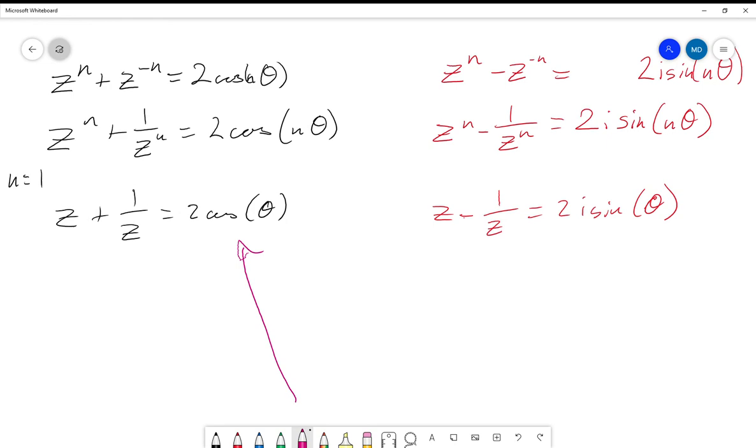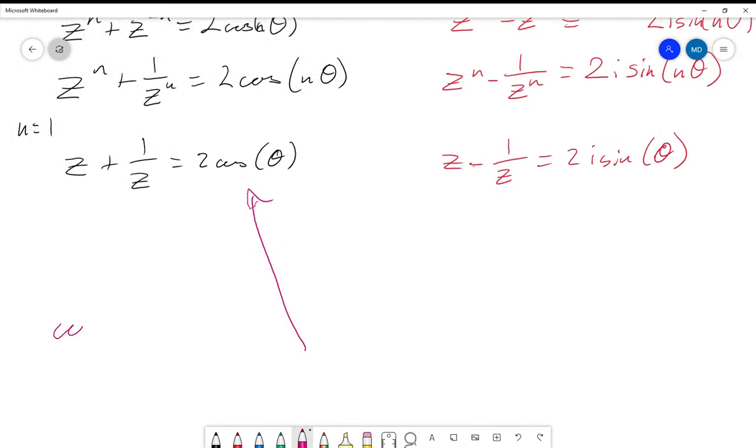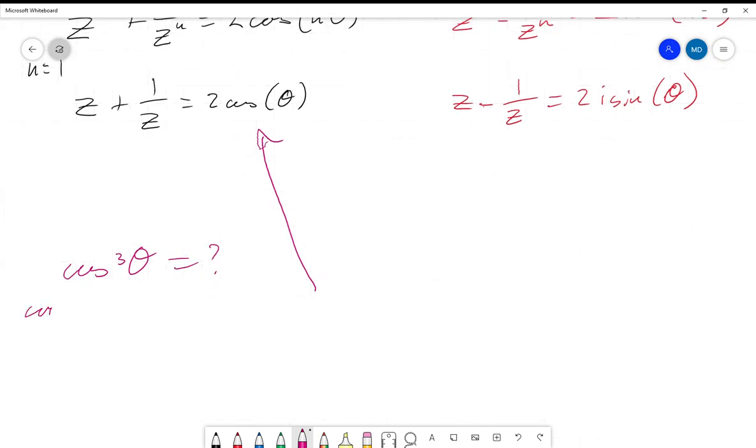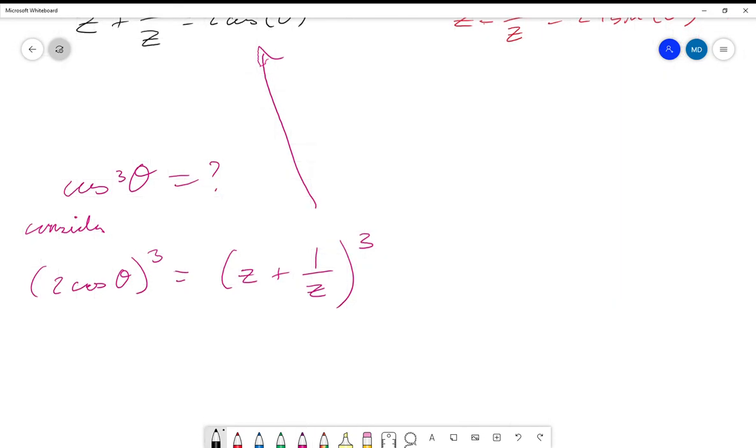If I want cosine to the power of 3 theta, then what I'm going to consider is 2 cosine theta to the power of 3, which I know is going to be z plus 1 over z to the power of 3. And let's put these z's in different colours for now. And so expanding this, I get 8 cosine cubed theta. So that's quite nice. I've already got the cosine cubed.